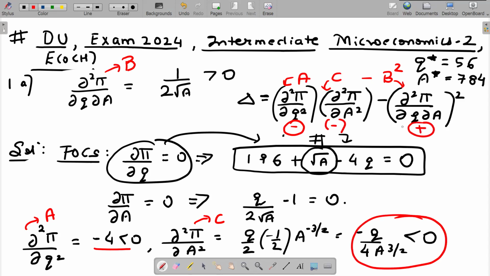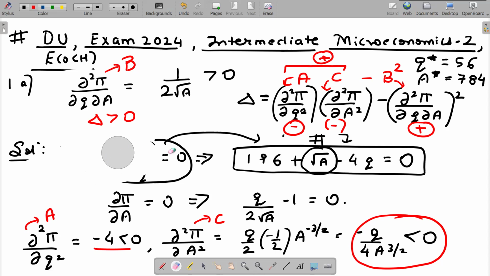And this is positive. So negative into negative means this whole term is positive. So I can say my determinant is positive. That means it's a maximum. My profit is maximum. So I can write that the second order conditions are all met for profit maximizing.